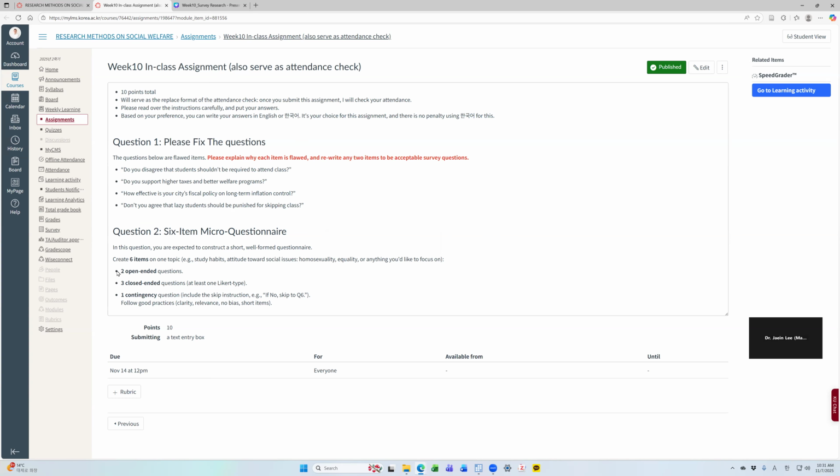So why don't you make two very good open-ended questions and three close-ended questions, at least one of which is a Likert scale with an odd number of possible answers, such as strongly disagree, disagree, maybe neutral, agree, strongly agree. That is what we call the Likert scale. And one contingency question.